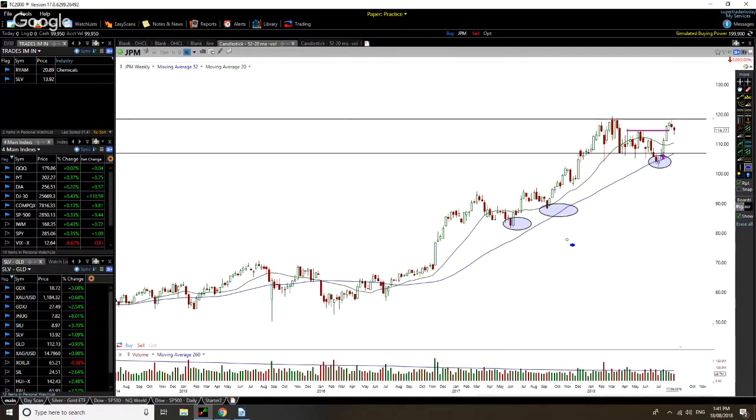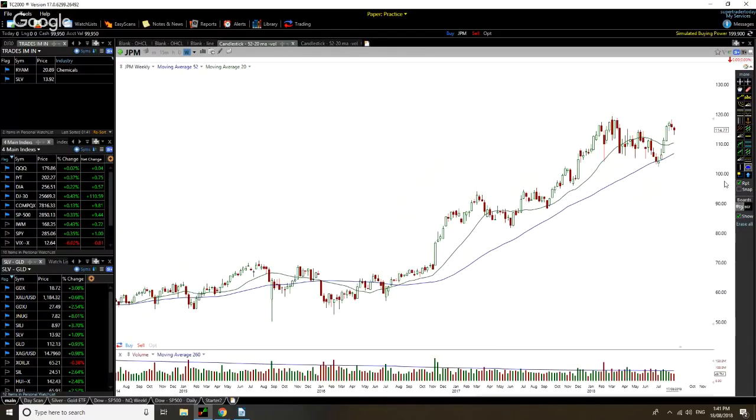And the reason why that's important is because these pullbacks you get on the daily chart could be very, very short-lived, and then the buyers tend to end up bringing it back up and bringing it back up and so on and so forth.